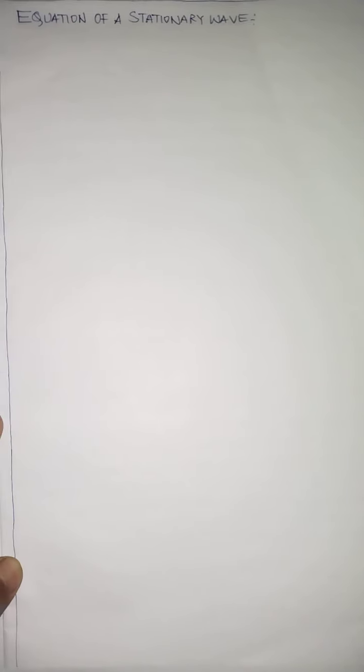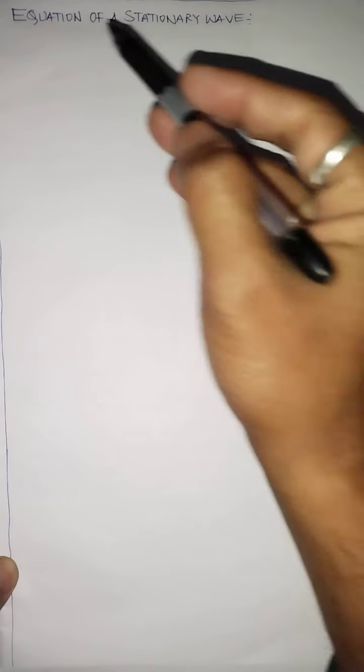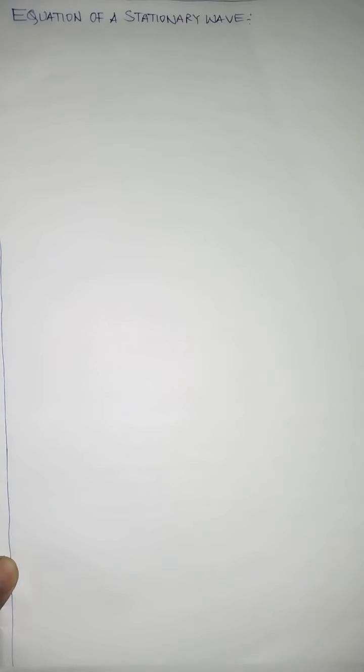Because in the last class, which was held yesterday, we did what is a stationary wave, what is a bounded medium, closed or open boundary. Then we learned the characteristics of a stationary wave, followed by node and antinode. These are the topics we learned in the last class. Now in today's class we derive the equation of a stationary wave.